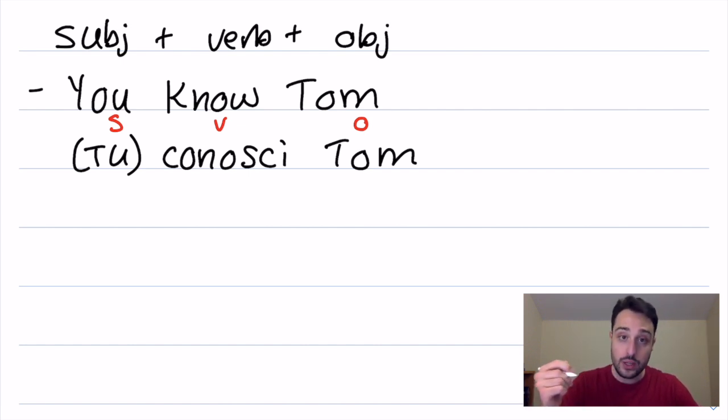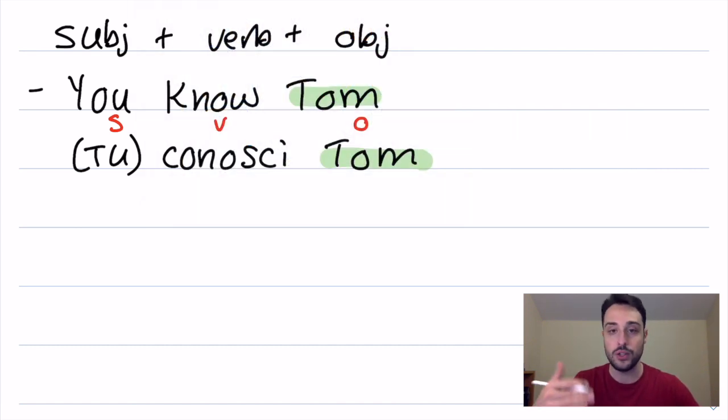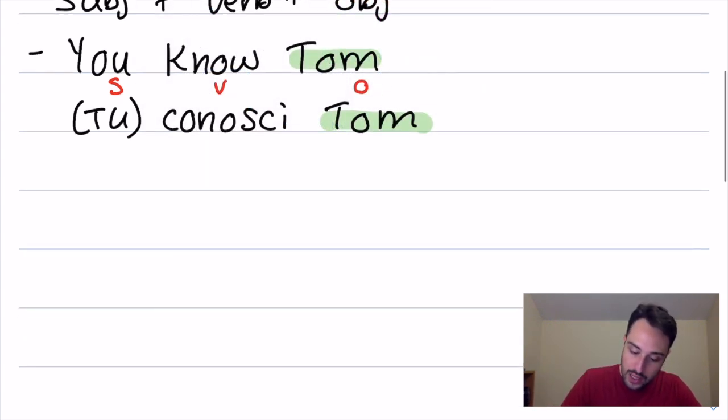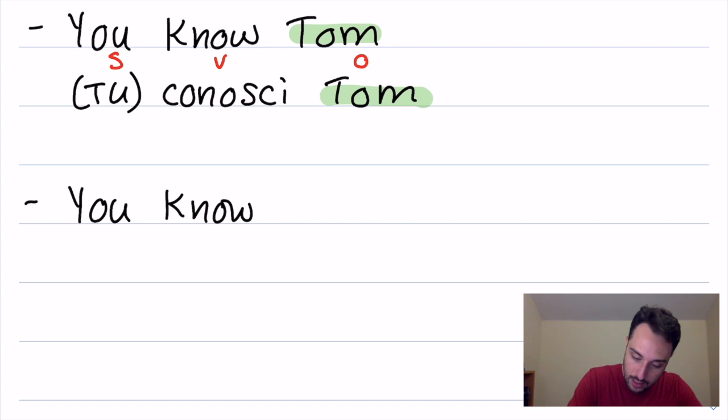Now, there's something we can use called a direct object pronoun to replace Tom. Why would we ever want to replace something like someone's name? Well, that's because we don't want to be repetitive. We don't always want to repeat someone's name. So, let me put this back to black. We're going to say, you know him. So we're going to rewrite the sentence. You know, and now in blue, I'm going to put the direct object pronoun.